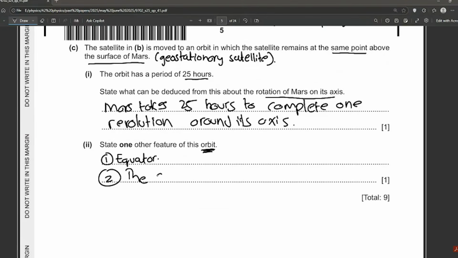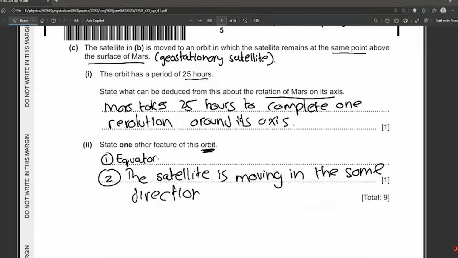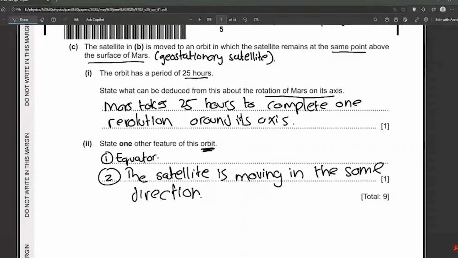The satellite is moving in the same direction as the direction of rotation of Mars. What is the satellite doing? It is moving in the same direction as the direction of rotation of Mars.